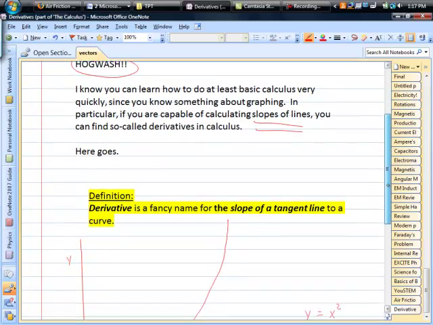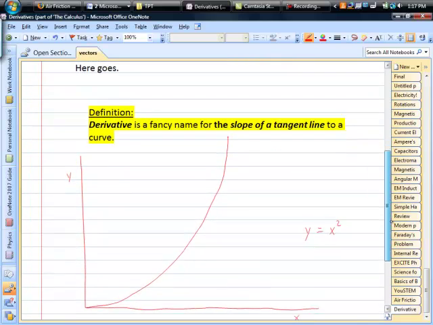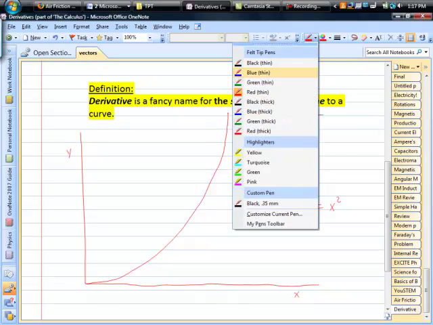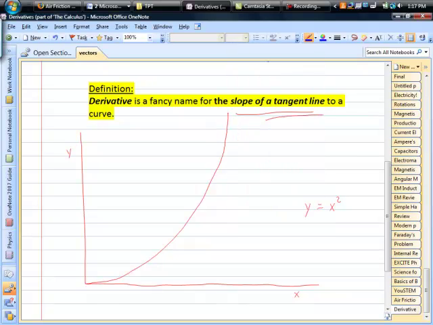After all, this word derivative that we're going to use, that you'll hear a lot of, it's just a fancy name. It sounds hard, but it's nothing more than a certain type of slope. The slope of a tangent line to a curve. Okay? So here we'll just jump right into it. And we'll start off with the simplest curve I can think of, which is a parabola. Okay, use the function y equals x squared. And it's a general sketch of it.